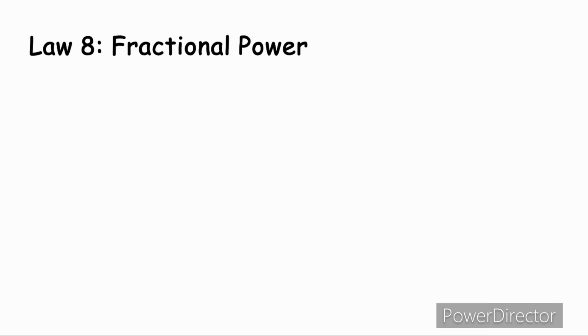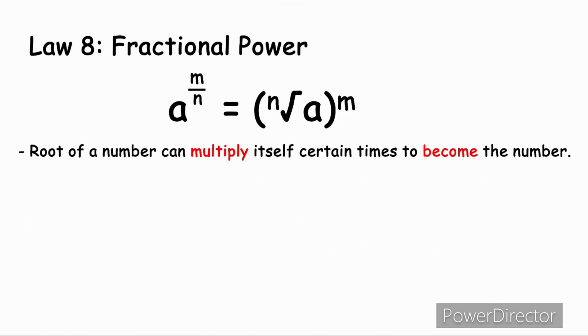And the final one, when a power is a fraction itself, the numerator of the power is the power, but the denominator of the power is the root. In other words, it can look like this. For reference, a root is the exact opposite of a power. A root of a number is another number that when multiplied by itself a certain number of times gives the original number.